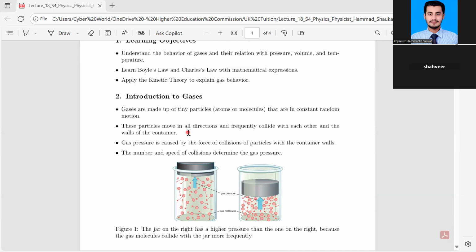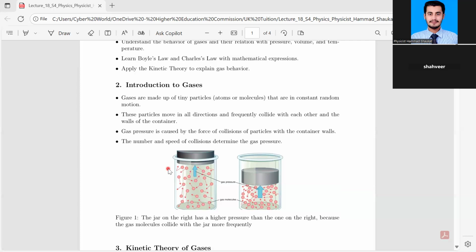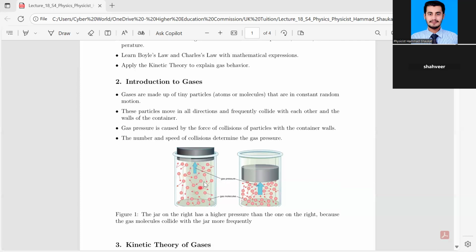Okay, gas pressure is also caused by the force of collision of particles with the container. You know that everything in the universe possesses force. Gas particles also possess force. And how do they possess force? When they collide with each other and with the wall of the container, they exert pressure as well. In this scenario, you can see the pressure is less because those molecules are spread apart. But in this scenario, can you tell me whether the force is more or less? More. Definitely, yes, more pressure.